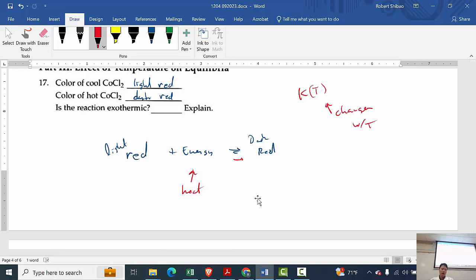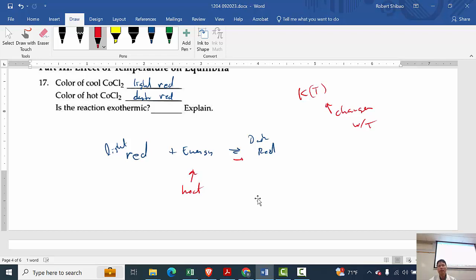The rule here is that increasing temperature favors the endothermic direction, like melting ice. Melting ice is endothermic. Increasing temperature favors melting ice. Freezing water is exothermic. You have a freezer that removes heat and dumps it behind the freezer.